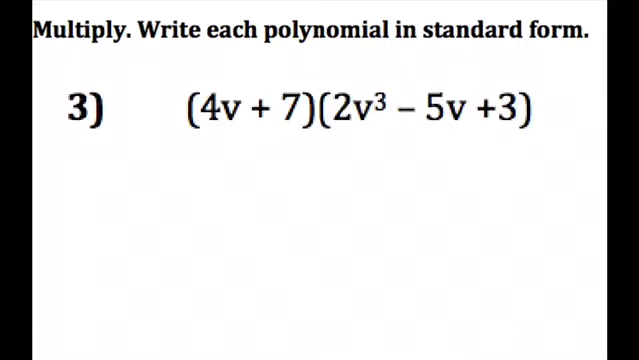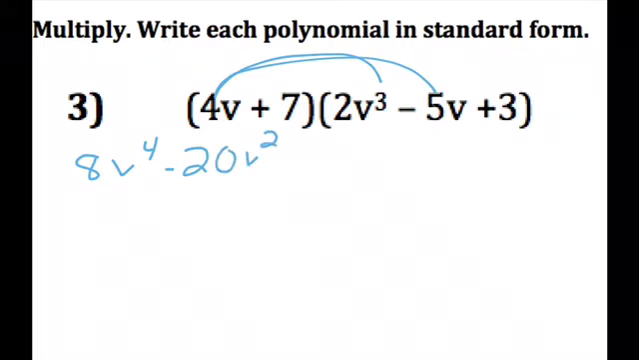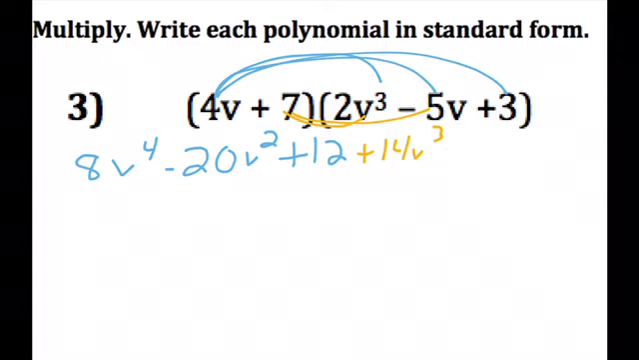On number 3, we're going to distribute the 4v through. 4v times 2v to the third is 8v to the fourth. 4v times a negative 5v is negative 20v squared. 4v times 3 is plus 12v. 7 times 2v to the third is 14v to the third. 7 times a negative 5v is negative 35v, and then 7 times 3 is 21.